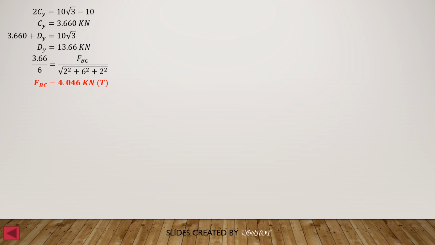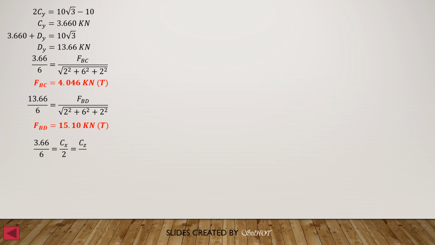Then for FBD: 13.66 is to 6 equals FBD is to square root of 2 square, 6 square plus 2 square. FBD and BC have the same length. So therefore FBD is 15.10 kilonewtons.